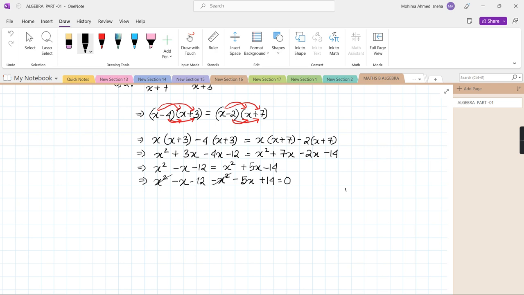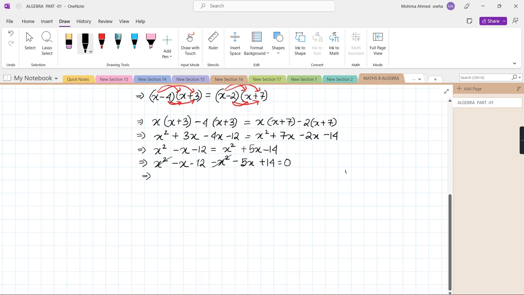So the x squares get cancelled out. You are left with minus x and minus 5x gives you minus 6x. Minus 12 and plus 14 gives you plus 2 equals 0. So if you now make x the subject, it will eventually be minus 2 by minus 6. So the final value for x is going to be 1 over 3.